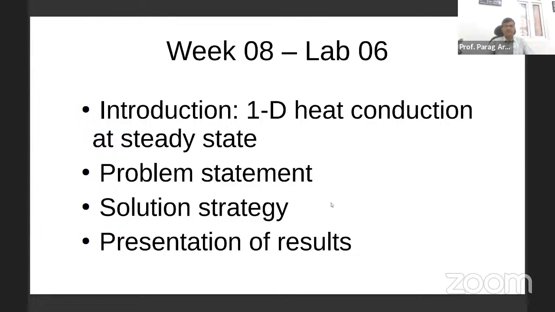Finally, for week 8, lab number 6, this is what we did. We took up a 1D heat conduction problem at steady state. So we will quickly see what the problem statement was and how we solve it.